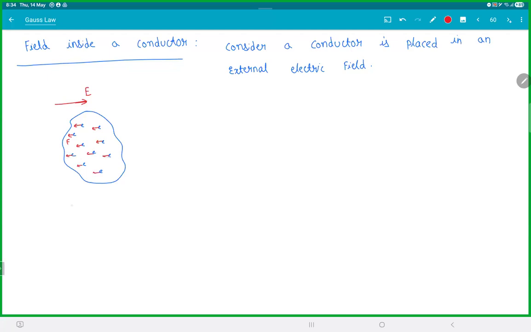In this process, what will happen? These free electrons move opposite to the field and accumulate on the surface.